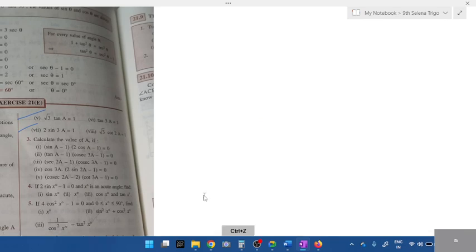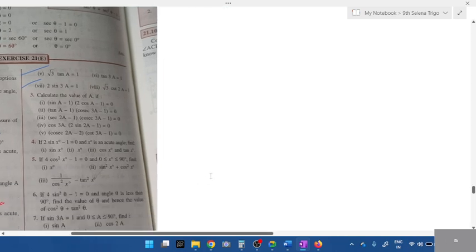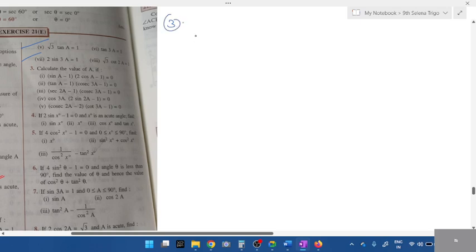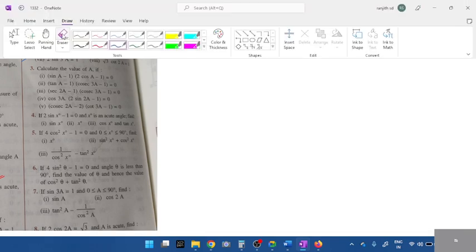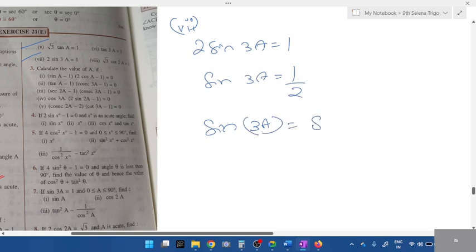Next question. Third main, students. Calculate the value of A. Sorry, seventh question, right? First main, seventh one. 2 sine 3A is equal to 1. What is sine 3A? Okay, sine 3A, keep this in bracket. Which one gives 1 by 2? Sine 30. 3A is equal to 30, so A is equal to 10 degrees.